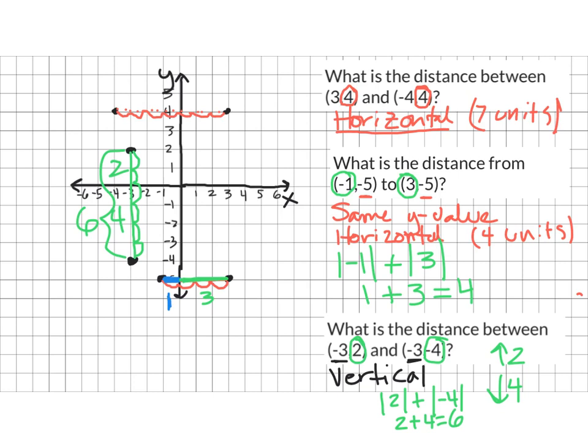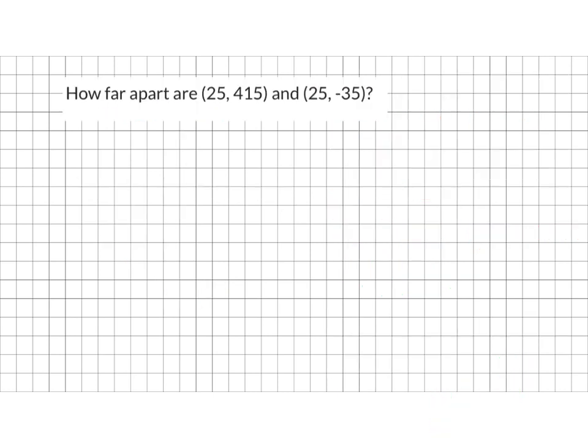Next, we're going to look at an example where the numbers are so big that you probably wouldn't want to graph it. And that's where the absolute value trick comes in really handy. So what if we have the 2 points 25, 415 and 25, negative 35? And I'm wondering how far apart they are. Well, I could start to graph it, but that sounds pretty horrible.